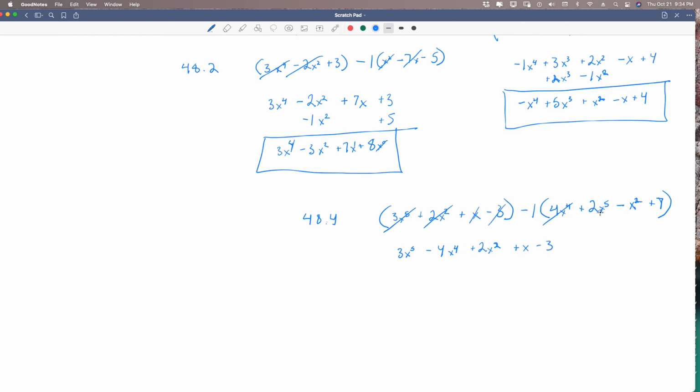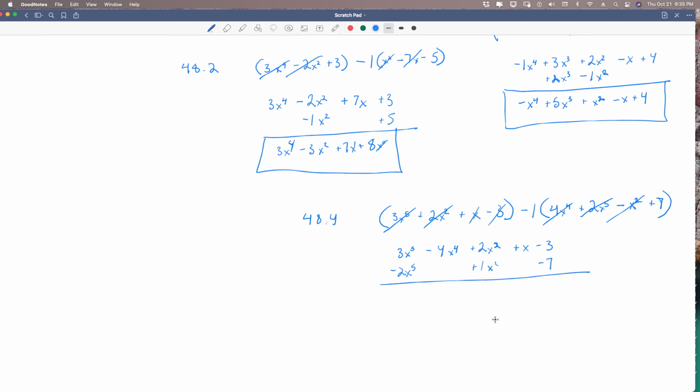Oh, wait, I have another 2x to the 5th. Negative 1 times positive 2. That's negative 2x to the 5th. Because I stacked it, it was easier for me to add this in after the fact. So now I can put my positive 1x squared right here. And then I can put my negative 7 right here.